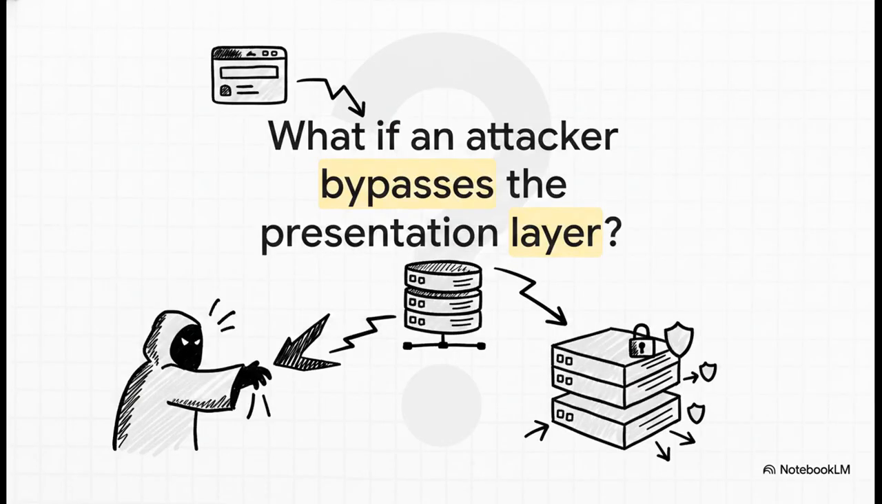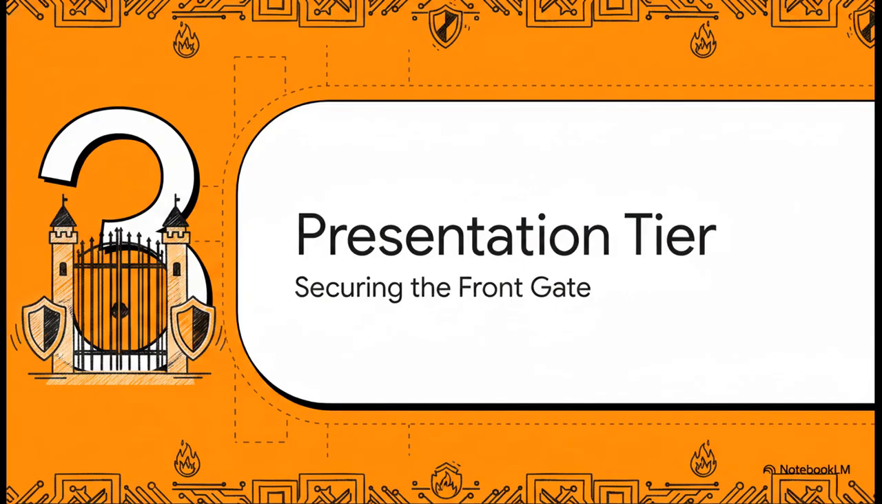But it brings up a really terrifying question, right? What happens if an attacker just bypasses the presentation layer entirely? What if they trick the browser or manage to send malicious code straight to your application server? To answer that, we really need to conduct our spatial, layer-by-layer security audit, starting from the very outside and working our way in. Section 3.